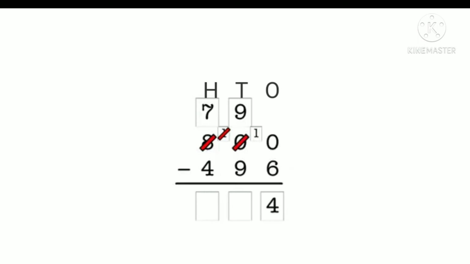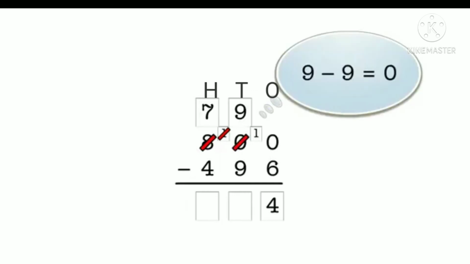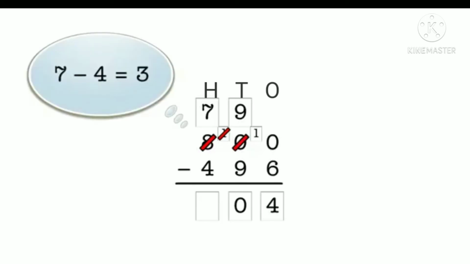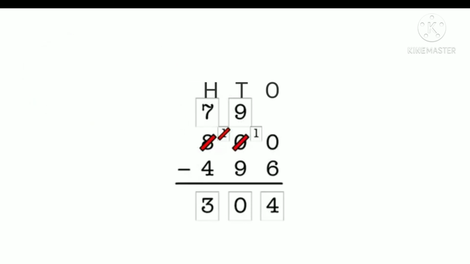In the tens column, we have 9 minus 9, which is 0. So we enter 0 in the answer box for the tens column. In the hundreds column, we have 7 minus 4, which is 3. So we enter 3 in the hundreds column answer box. Our final answer is 304.